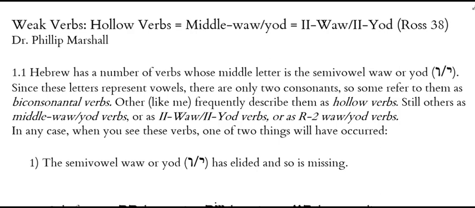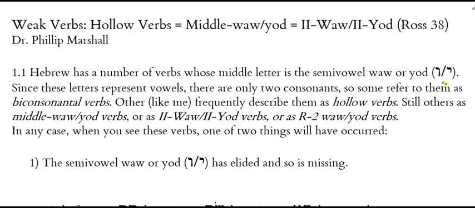Anyhow, we are starting Ross chapter 38, and this is dealing with hollow verbs. You'll notice that in the title here, we have hollow verbs. This is a specific kind of weak verb. They're also known as middle vav and middle yod verbs, two vav, two yod verbs, and this is from Ross chapter 38. Now, Hebrew has a number of verbs whose middle letter is the semi-vowel vav or yod.